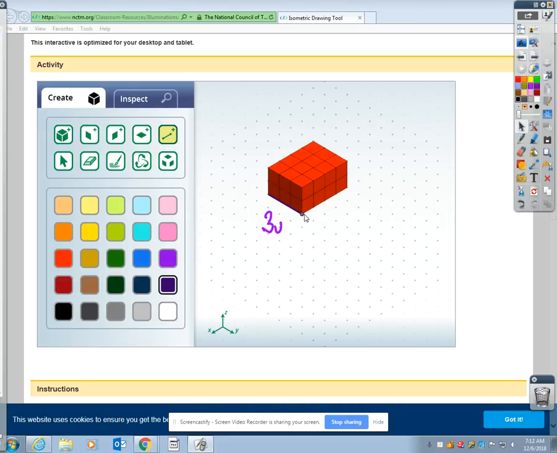And I go and measure my width now. I measure from here to here, that's one unit. From here to here, that's two units. From here to here, that's three units.